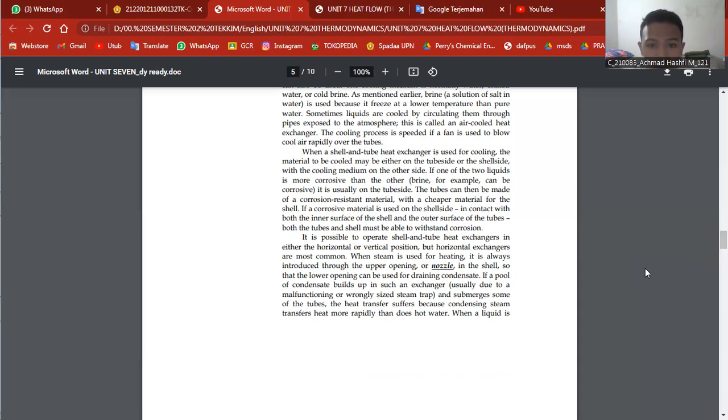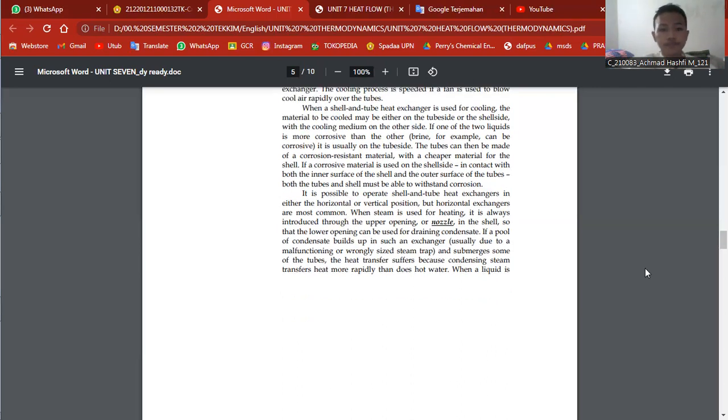With the cooling medium on the other side, if one of the two liquids is more corrosive than the other, brine, for example, can be corrosive. It is usually on the tube side. The tubes can be made of a corrosion-resistant material, with the cheaper materials for the shell. If a corrosive material is used on the shell side, in contact with both the inner surface of the shell and the outer surface of the tubes, both the tubes and shell must be able to withstand corrosion.